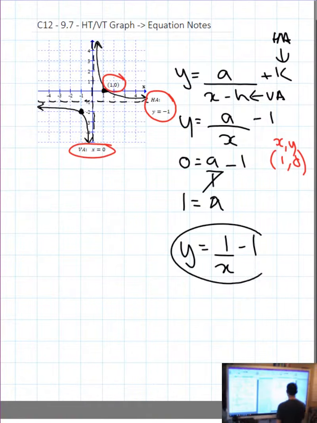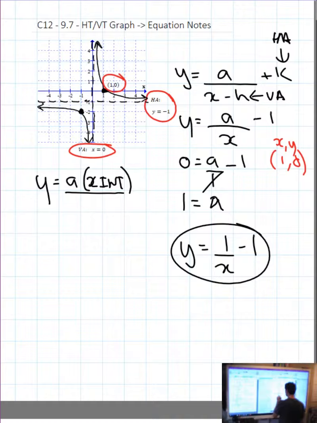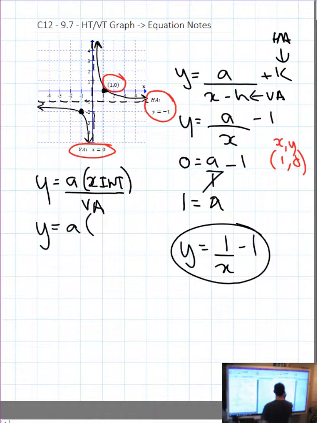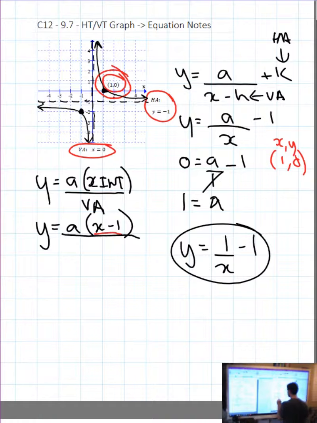So that's one form. We also have another form. The other form is y equals a, and thinking about our x-intercepts on the bottom of the fraction, over the vertical asymptote again, as we've seen before. So y equals a, now I have an x-intercept at 1. So the factor is x minus 1. One more time. I have an x-intercept at 1. So the factor is x minus 1. And my vertical asymptote is at 0, so I can put x on the bottom all by itself.